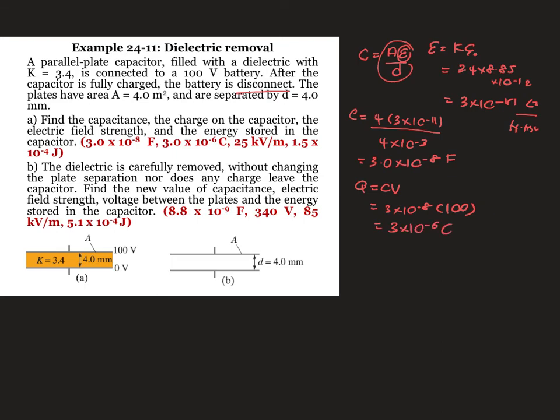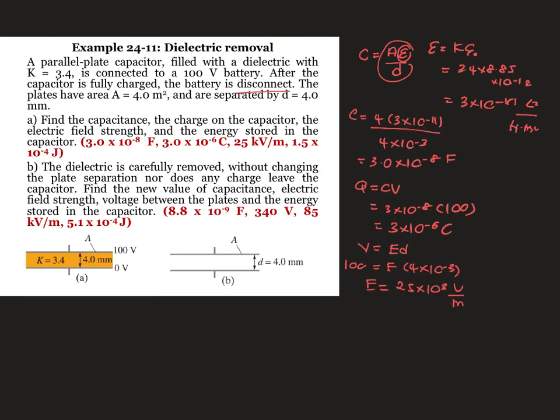The electric field strength. For the electric field strength, you can actually use the formula V equals to ED. So V is 100, and D is 4 to the power of negative 3. So you are going to get your electric field is 25 to the power of 3 volt per meter.